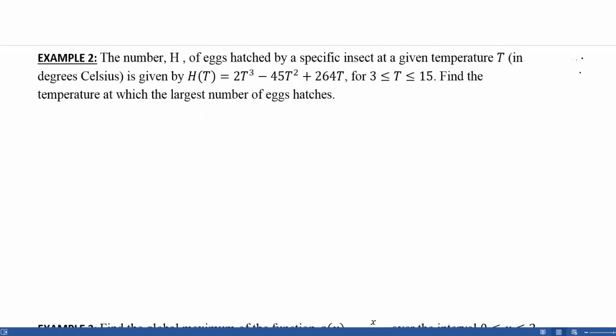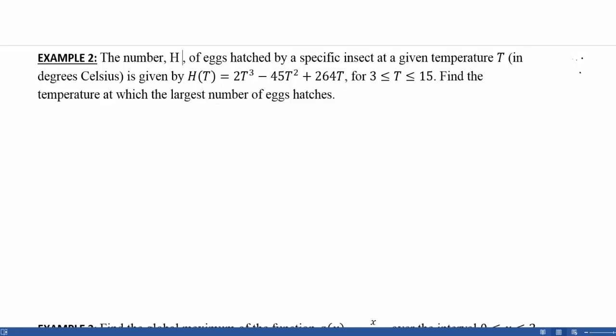Let's try another one. Example 2. The number h of eggs hatched by a specific insect at a given temperature T in degrees Celsius is given by h of t equals 2t cubed minus 45t squared plus 264t for t between 3 and 15. Find the temperature at which the largest number of eggs hatches. So here, we're looking for the global maximum on the interval 3 to 15. The largest number of eggs indicates that we're looking for a max here.